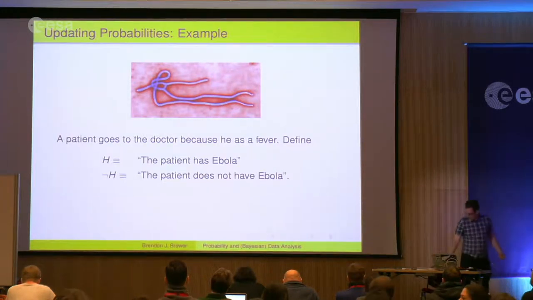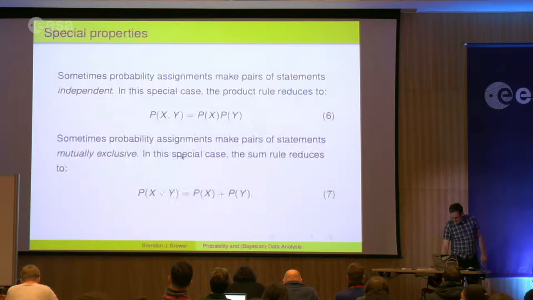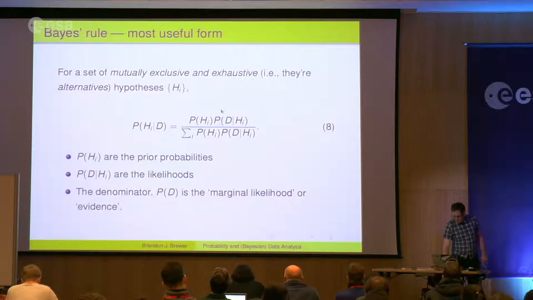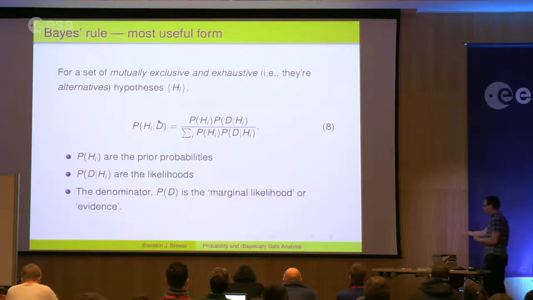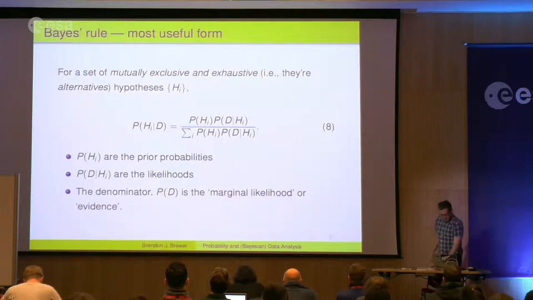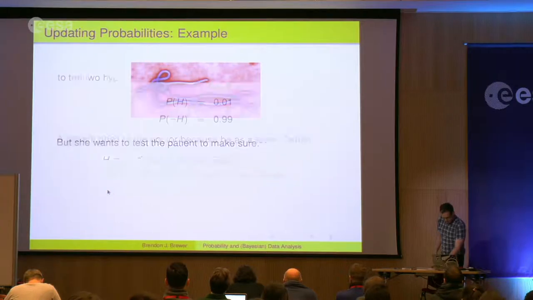So it looks like you could use Bayes' theorem just once, but really we almost always use it in this form for a set of hypotheses where at the very least you have the negation of the one that you care about. So even if it looks like you only have a single hypothesis, you actually have two.